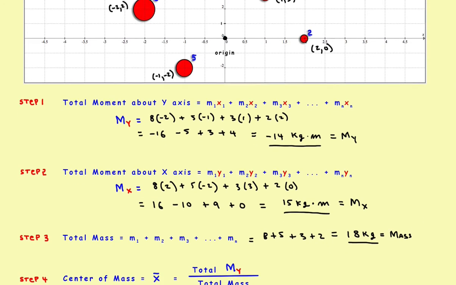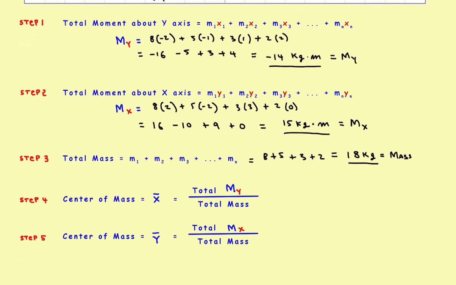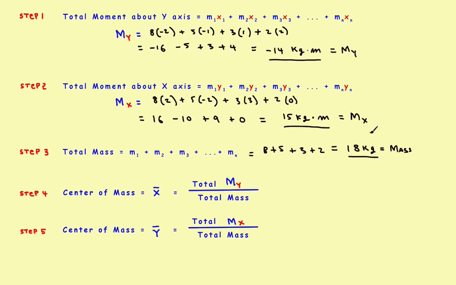So let's continue on, and we'll find out what the coordinates of the center are. So first of all, to find the x-coordinate of the center, it's the moment about the y-axis divided by the total mass. So again, you use just the opposite of what you would think you'd use at first. So the moment about the y-axis was minus 14 kilogram meters, divided by the total mass of the system, which is 18 kilograms.